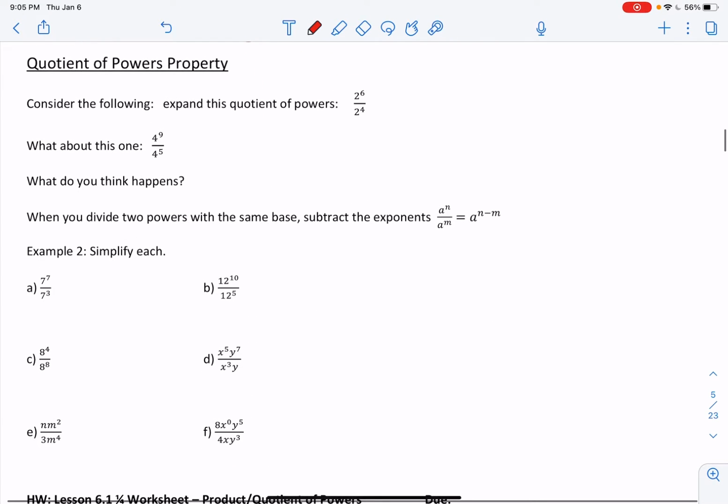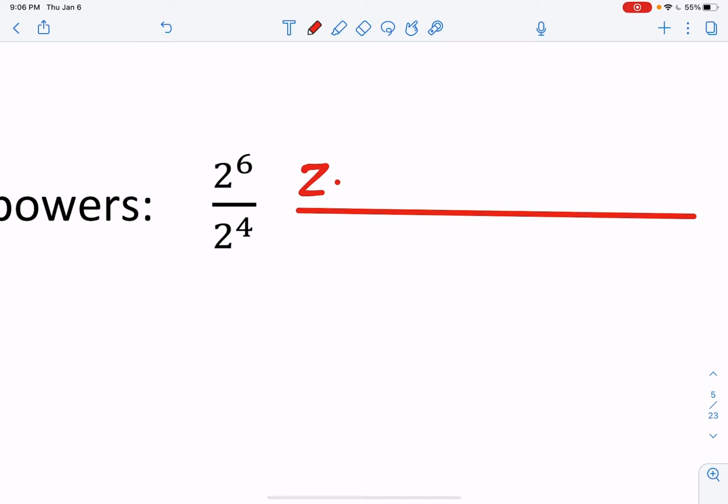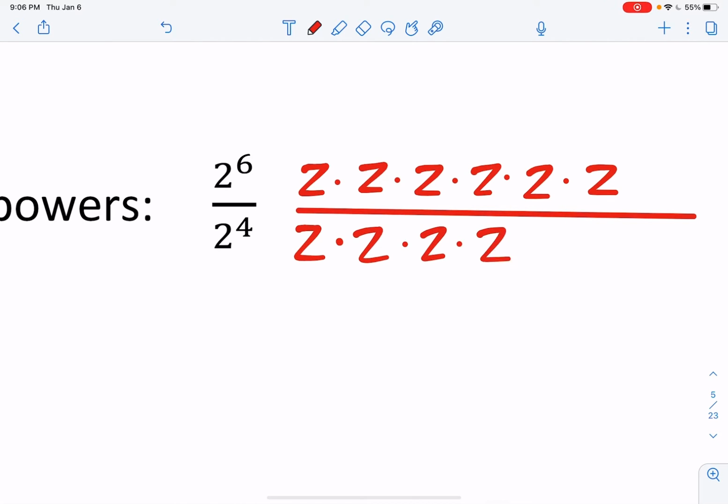Now the last one you need to do your homework is the quotient of powers property. I want you to think of this as, remember, 2 to the 6th power means 2 times 2 times 2 times 2 times 2 times 2. On the bottom here, it's 2 times 2 times 2 times 2. How many 2s are up top? 6. How many 2s are on the bottom? 4.